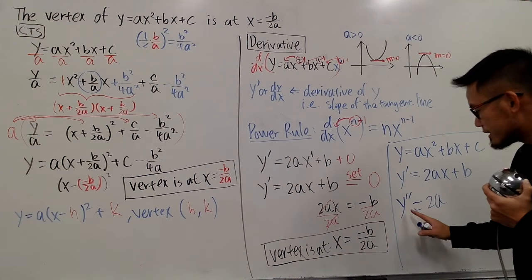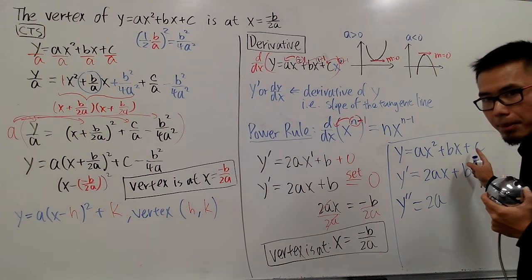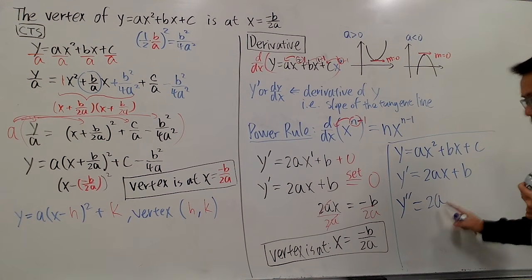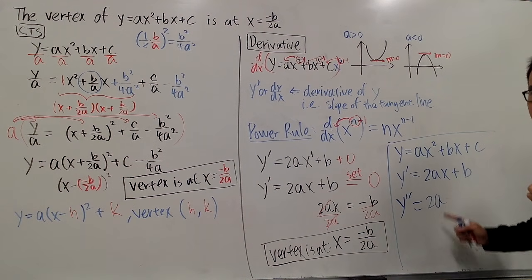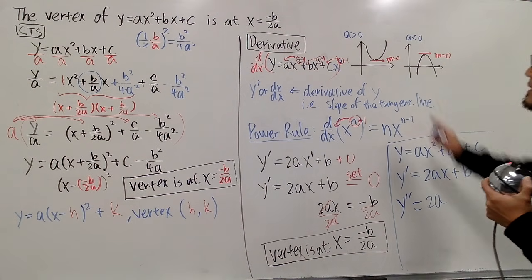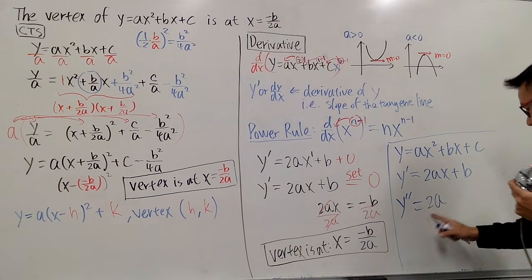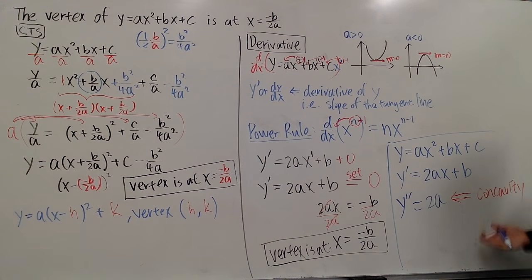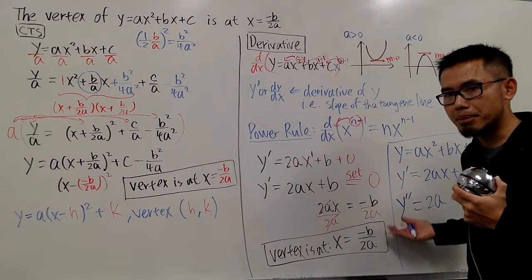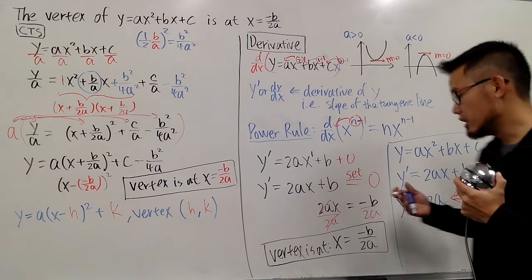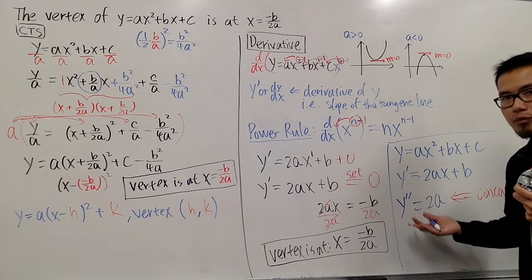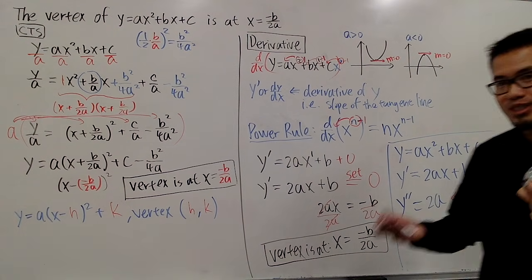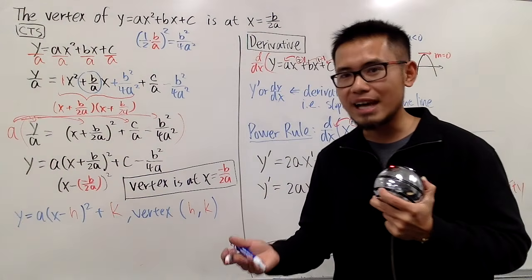So notice that the second derivative of the parabola is just 2 times a. It doesn't depend on x, right? It only depends on the a value, nothing else, right? And this right here, the second derivative, is going to tell us what we call the concavity. Meaning, if you have a second derivative being positive, the graph will open up. If the second derivative is negative, the graph will open down. If the second derivative is 0, that's called the point of inflection.